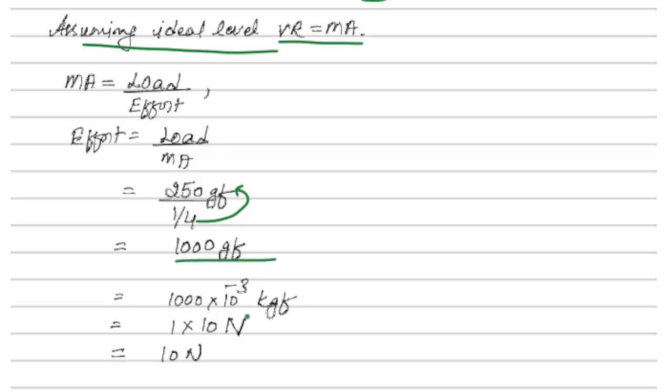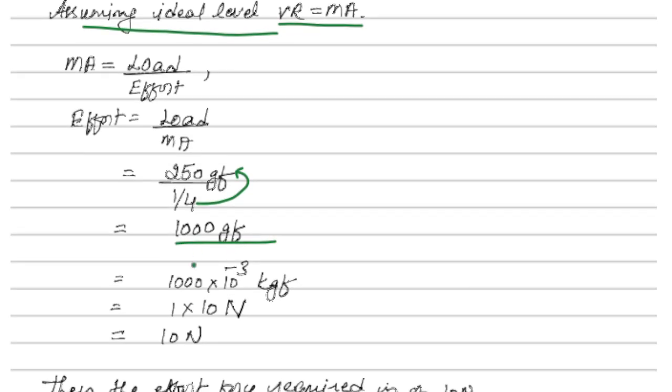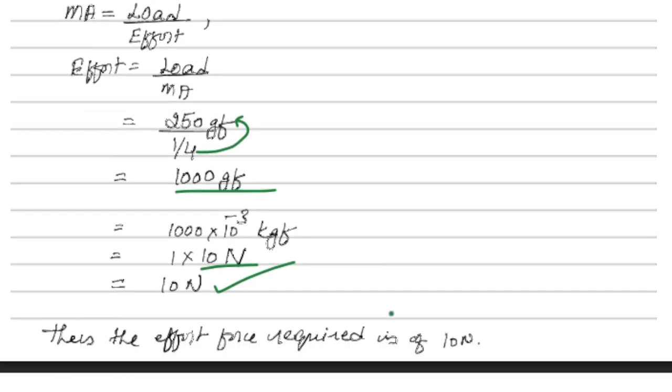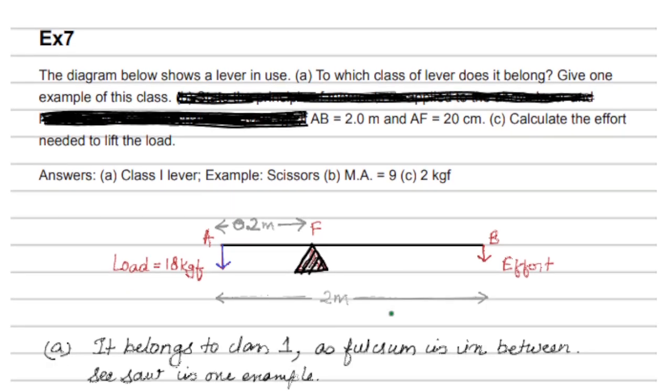So this will be 1000 gram force, or we can change it to kilogram force. And we have to multiply by 10 to the power minus 3. And then we can multiply it into 10. Why? Because g's value is given as 10 to be taken. If you want to convert kilogram force into newtons, that also we can do. So the answer will be 10 Newton. Okay, let's go to the next question.